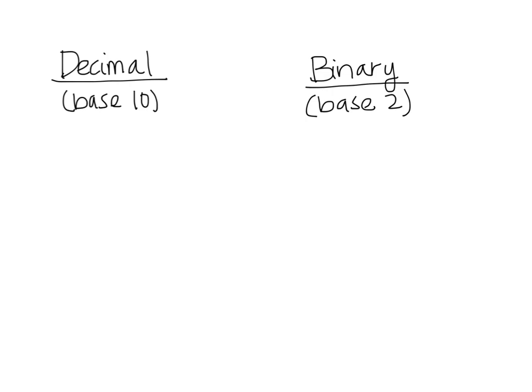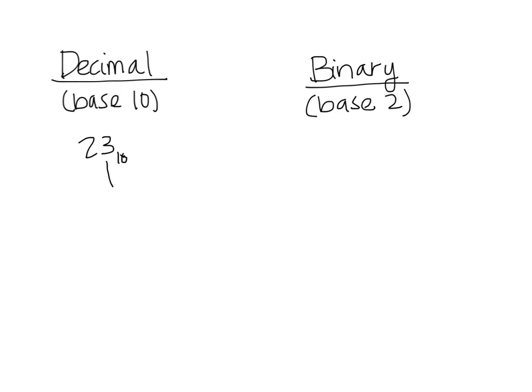Today's lab is based on binary numbers. So let's review the difference between our normal number system, which is decimal or base 10, and binary or base 2. So if we have a number like 23 in base 10, that little 10 means base 10.